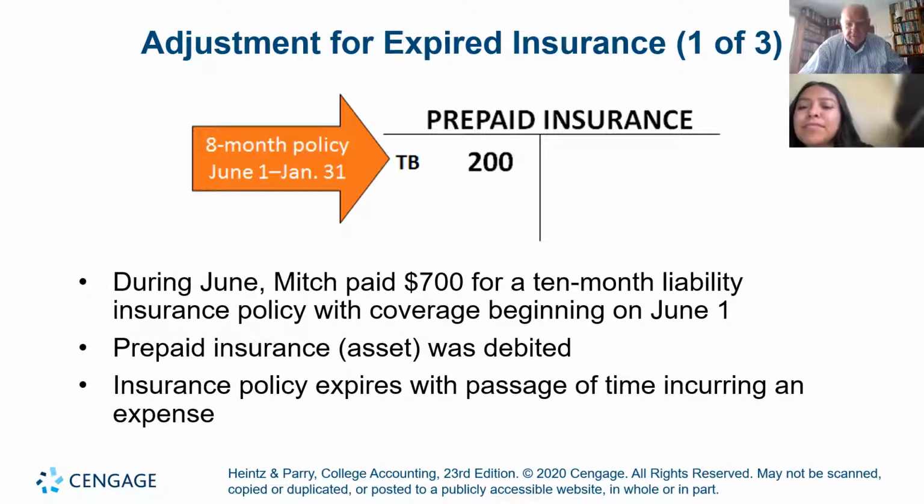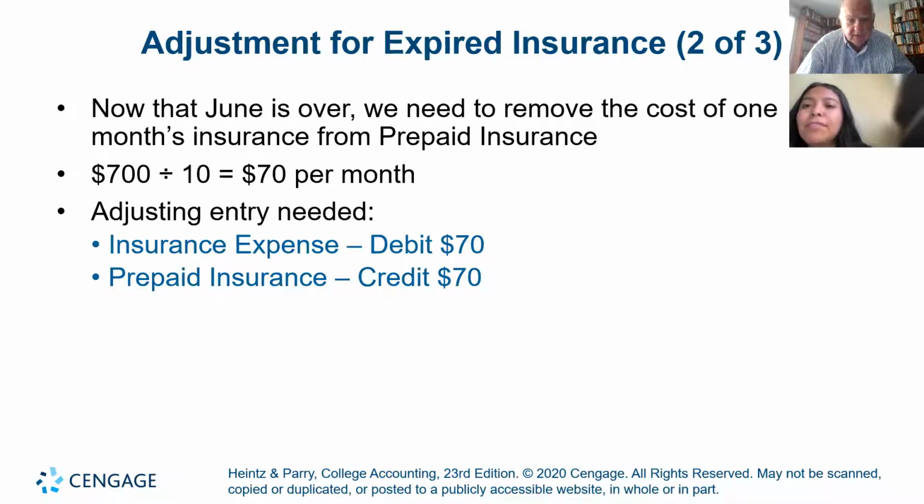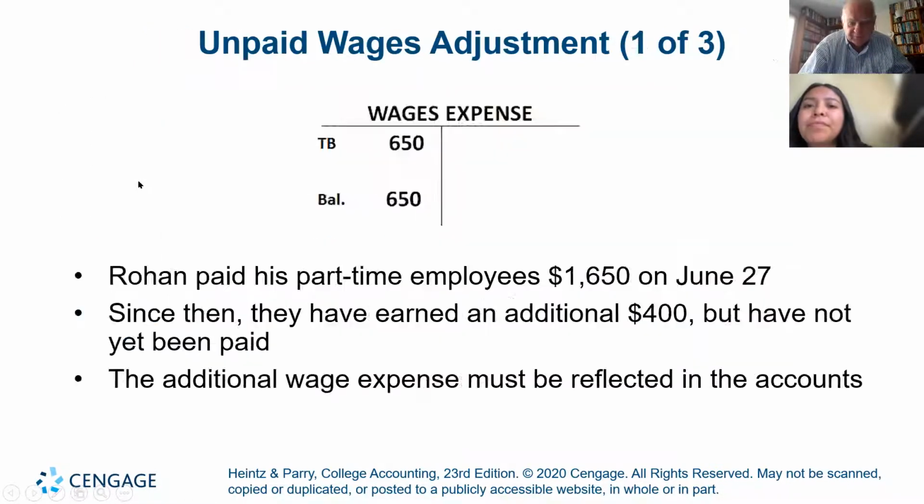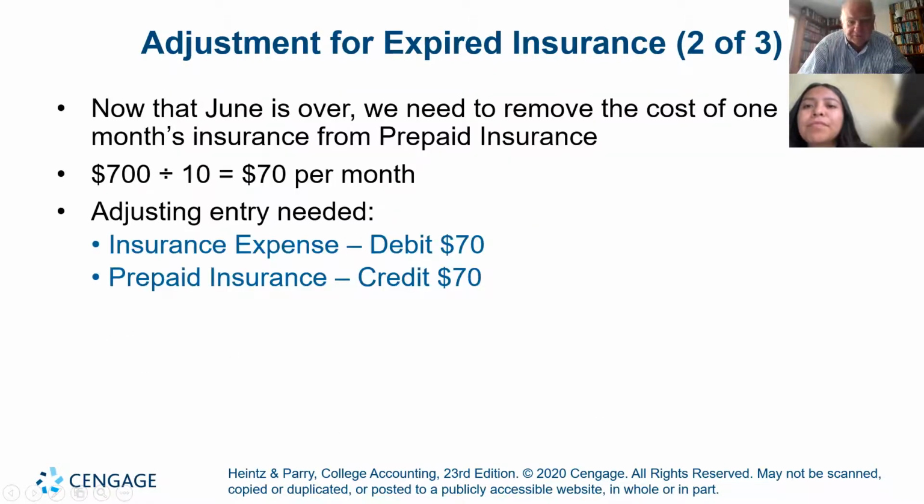Beginning June 1st. So at this point, when you bought the policy, you have no insurance expense yet. It's an asset. It's good to have, right? An insurance policy, that's an asset for sure. So he debited that asset for 700, not 200. And now that June is over, we need to remove the cost of 1 month's insurance. He was covered starting in June, it looks like. So it was $700 for a 10-month policy divided by 10.